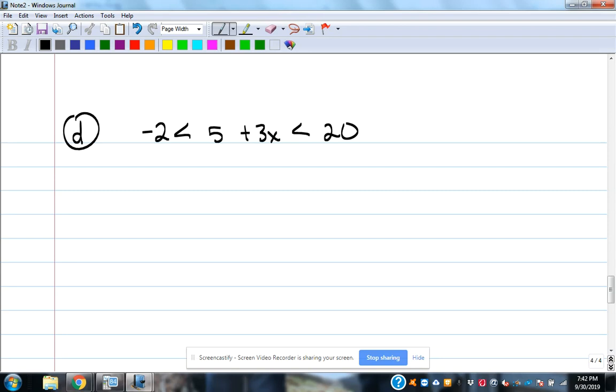Okay? So what that means is I've got to take this and I've got to get rid of the 5 in the middle. But if I move it from the middle, it's got to go to this end and to that end. Okay? So it goes everywhere. So that's a positive 5. So how do I get rid of it? Subtracting. So I'm subtracting 5 from the middle, but I'm also subtracting it from the left side and from the right side. It's got to do all of those. So that's going to give me -7 less than 3x less than 15.